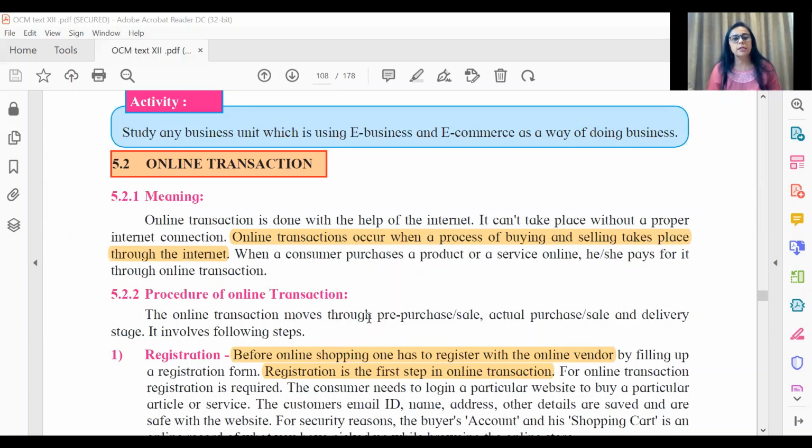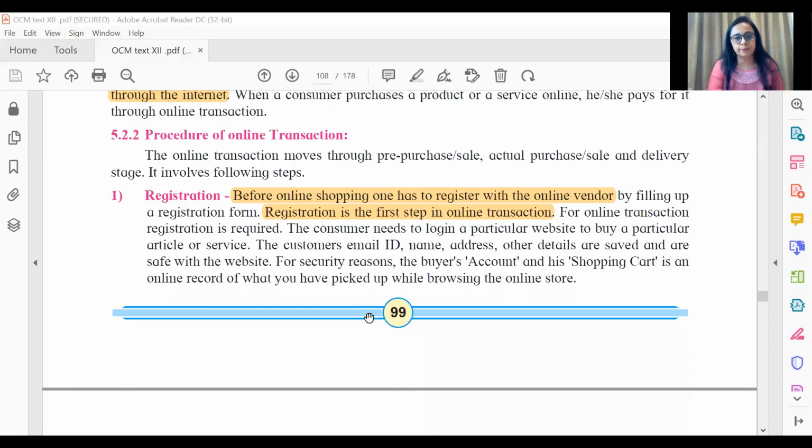Once again, there are some repeatedly asked questions on online transactions. Let us say 1 mark you have. Online transactions occur when a process of buying and selling takes place through the internet. So a 1 mark answer suffices here. Here again, you have the procedure, the steps, a very popular objective. The first step in online transaction is dash.